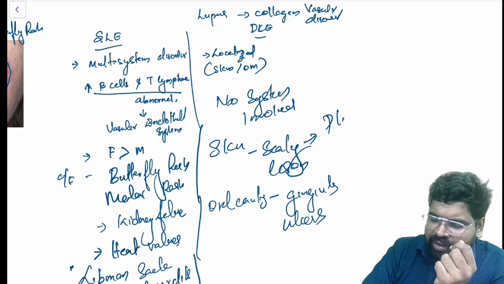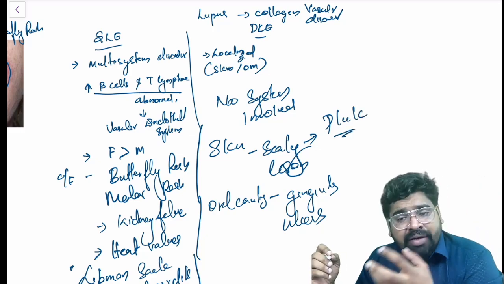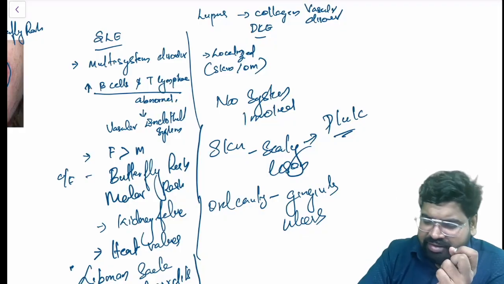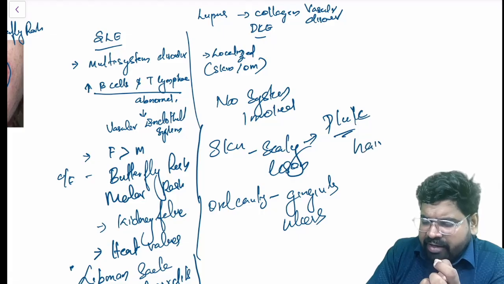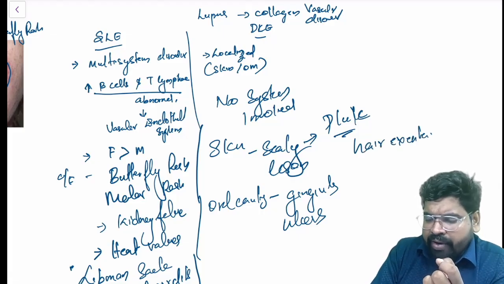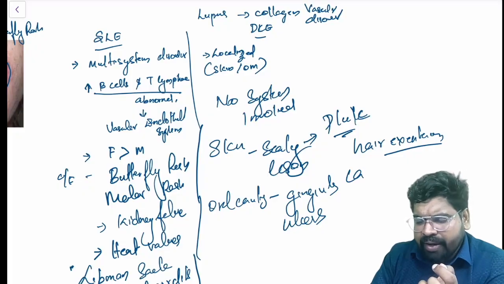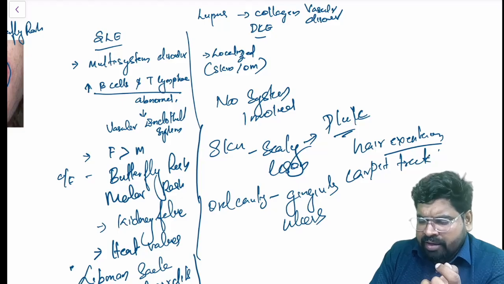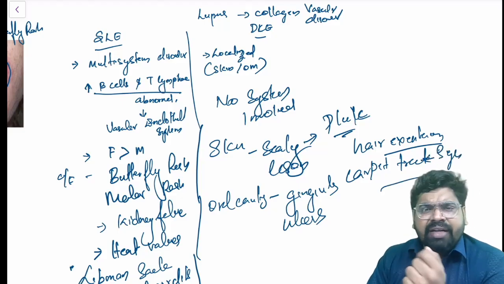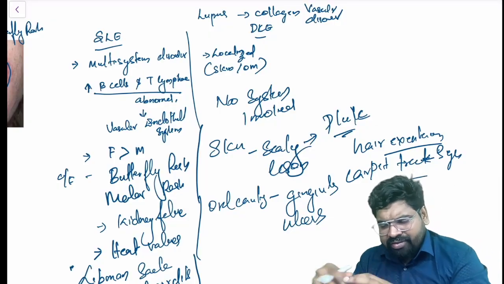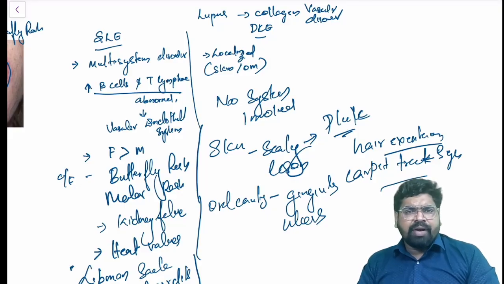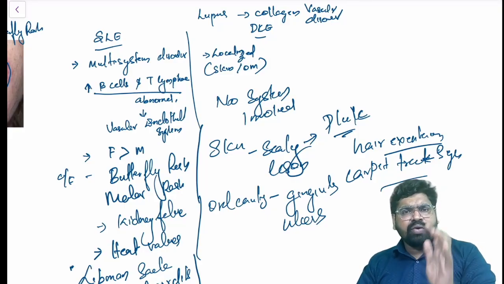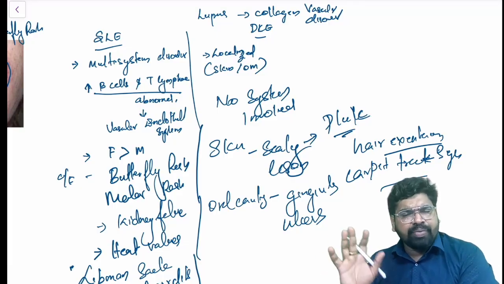If you try to pluck out the scaly lesion on the skin, you can see hair extensions below it. That is called the carpet tack sign. That's not that important. So this is about systemic lupus erythematosus and discoid lupus erythematosus. The main difference you should know is that discoid affects only your skin and your oral mucosa.